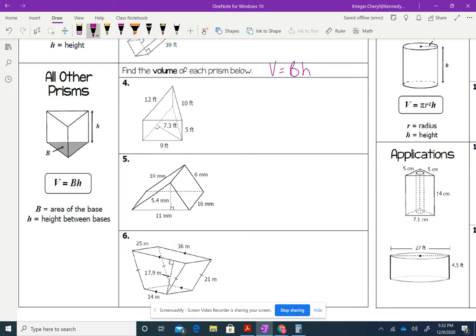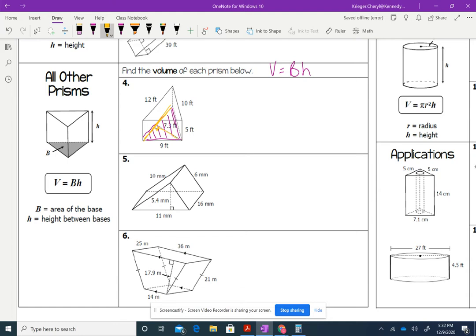So here we have the volume of a triangular prism. I'll outline our base. This is our triangle, that's naming the shape. It's a triangular prism. So for the base and height, you have to look for the right angle, and it's there underneath all my scribbles. Here's my base of the triangle. Here's my height.